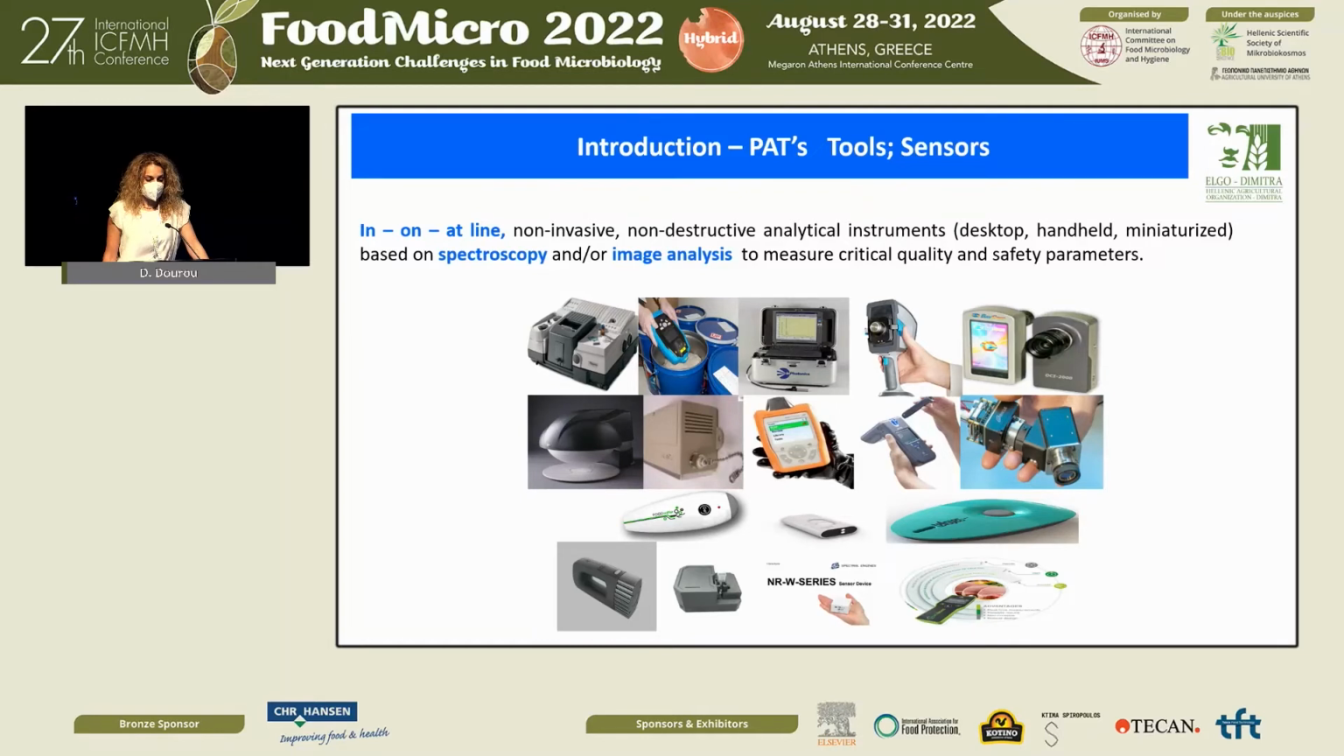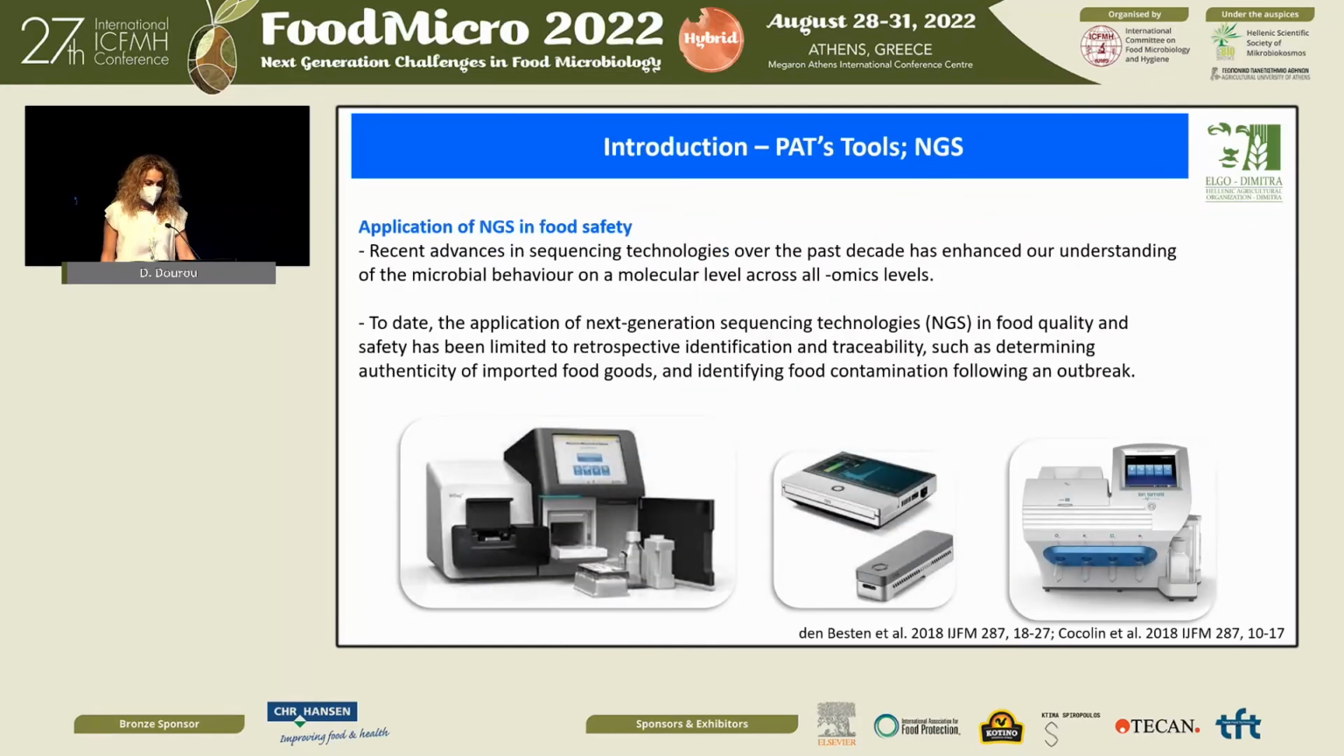The sensors that we use are online, non-invasive and non-destructive analytical instruments that can be desktop, handheld, or miniaturized, and they are based on spectroscopy and/or image analysis to measure critical quality and safety parameters. Next-generation sequencing, of course, increased our understanding of microbial behavior on a molecular level. To date, NGS is limited to retrospective identification and traceability, and to identifying food contamination following an outbreak.